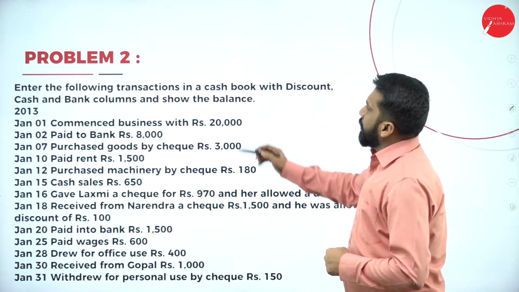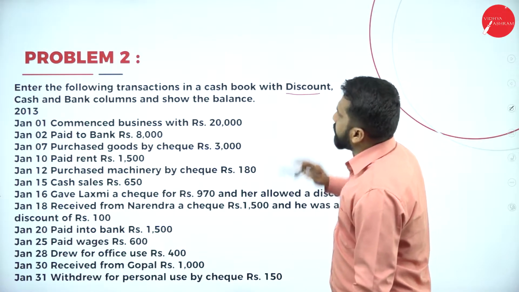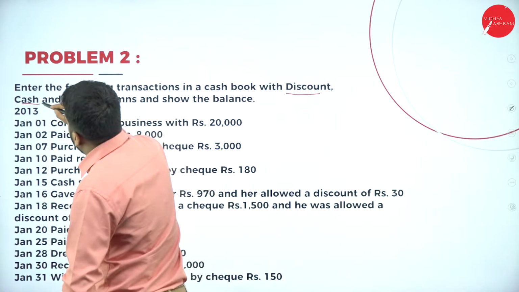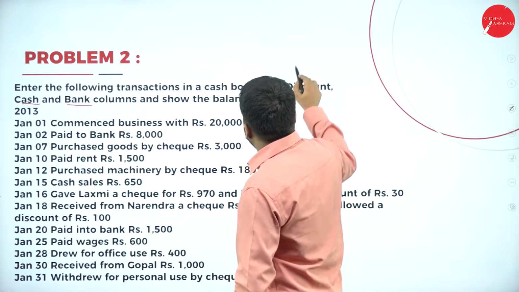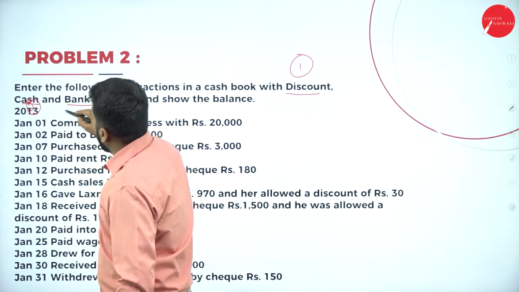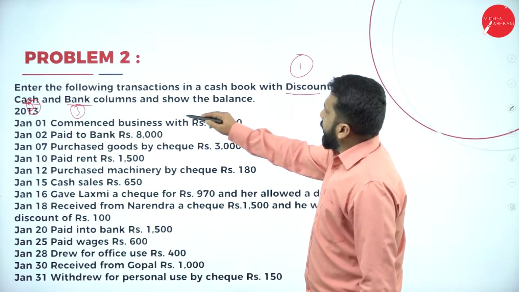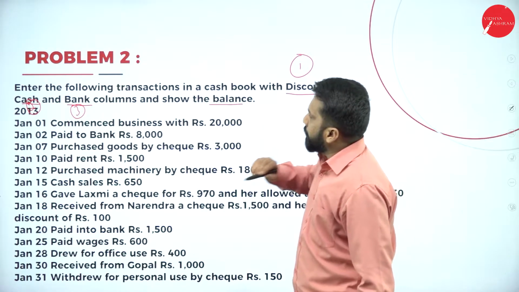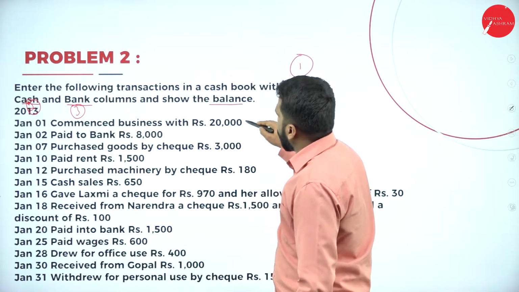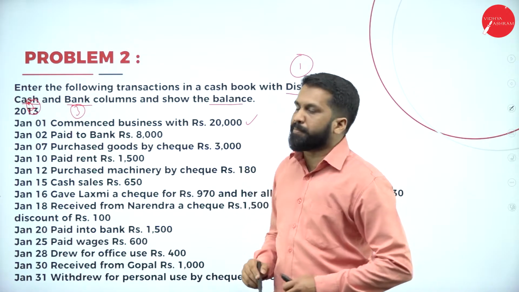Enter the following transactions in the cash book with discount, cash and bank, and show the balance. So discount is 1, cash is 2, and the bank column is 3. Commenced business with rupees 20,000. This we call the opening balance.